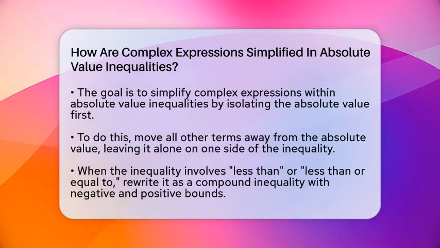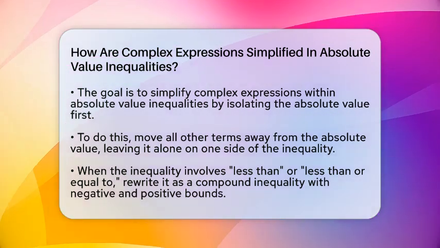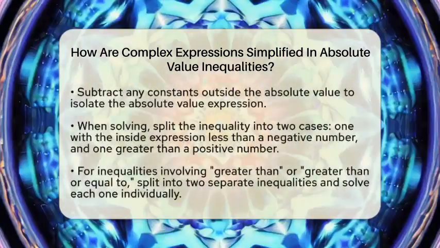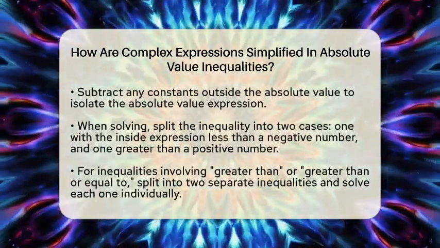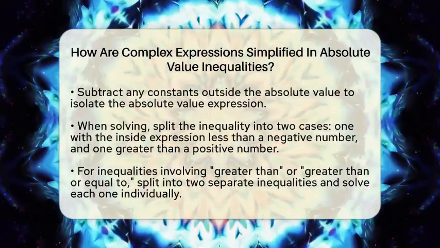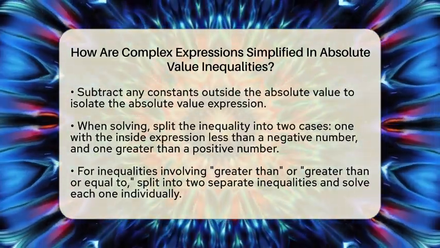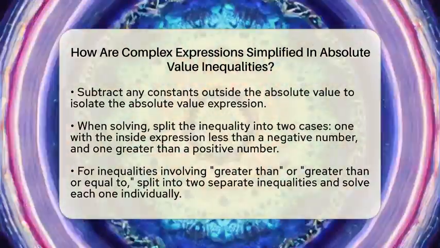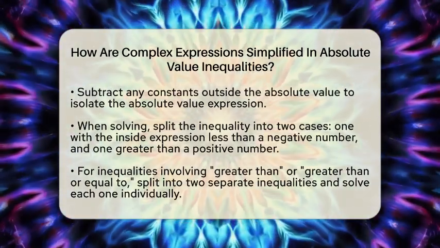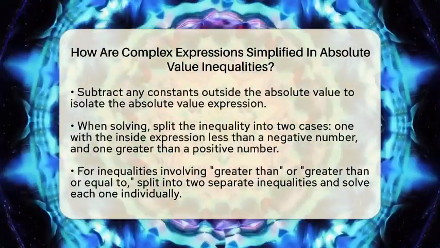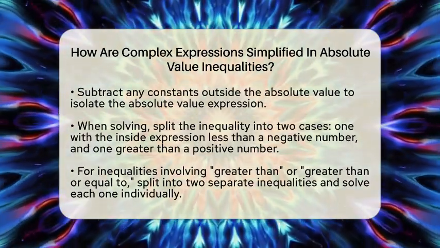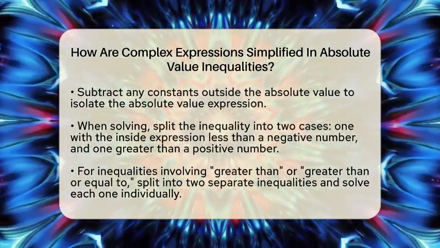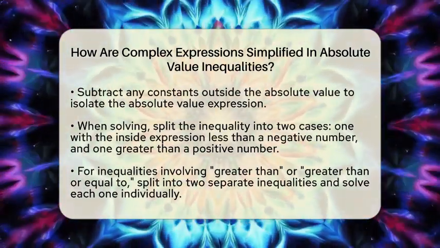Next, you rewrite the inequality without the absolute value bars by considering two cases. If the inequality involves less than or equal to, you turn it into a compound inequality. That means you write it as -21 ≤ 7x + 3 ≤ 21. Then, you subtract 3 from all parts to isolate the term with the variable. This gives you -24 ≤ 7x ≤ 18. Finally, you divide everything by 7 to solve for x, which results in -24/7 ≤ x ≤ 18/7.